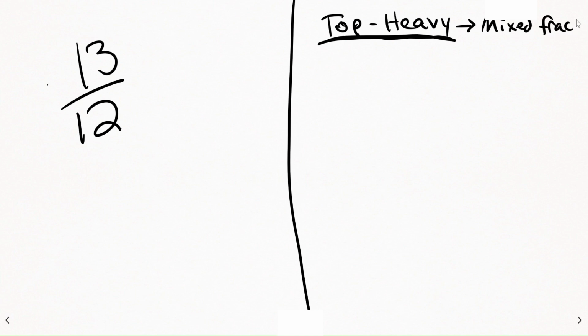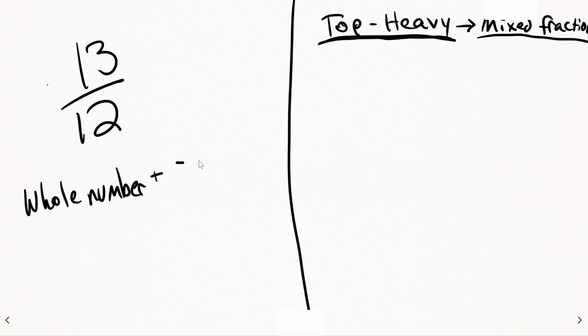And it's mixed because, since the top is larger than the bottom, we're going to end up with a whole number, like 1, 2, 3, 4, and also a fraction, x over y. Those are just substituted there for any numbers. So we're going to end up with a whole number and a fraction, so it's called mixed numbers.